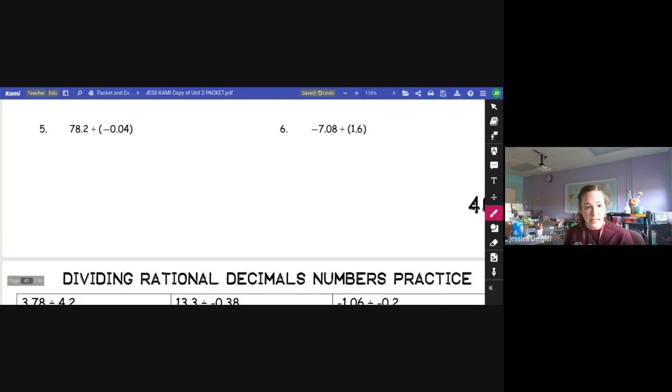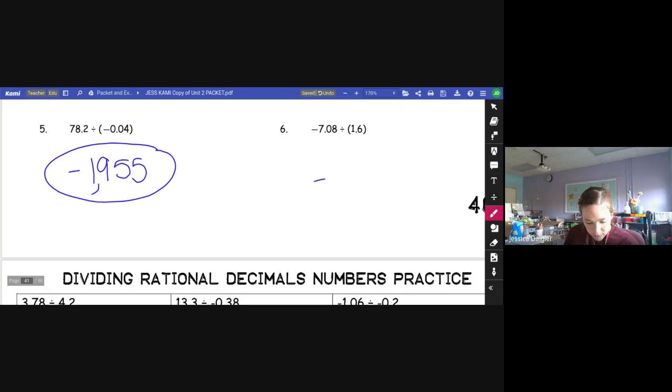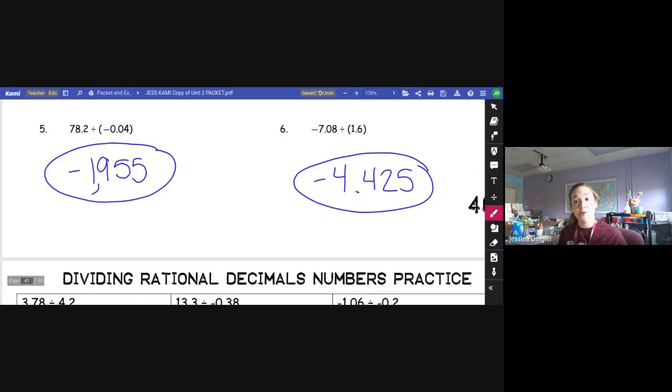Question 5, 78.2 divided by negative 0.04. I got negative 1,955. And question 6, negative 7.08 divided by 1.6. I got negative 4.425. So for all of these questions, we are going to be using our calculators.